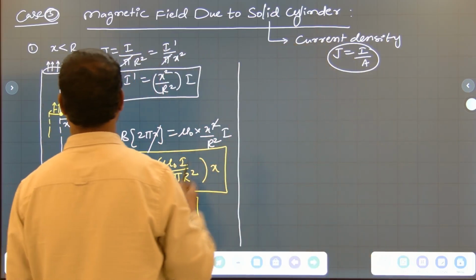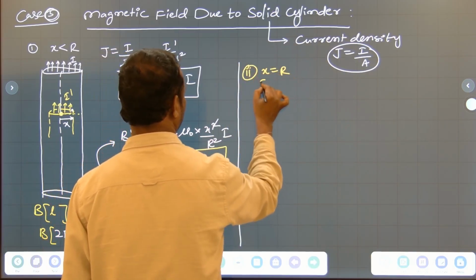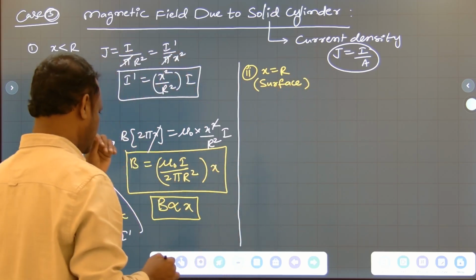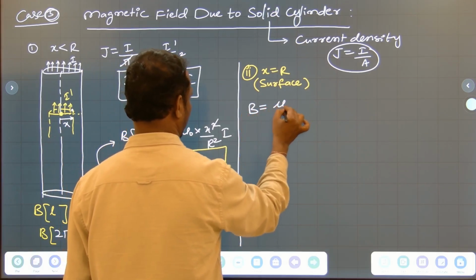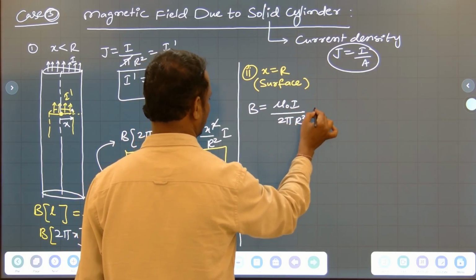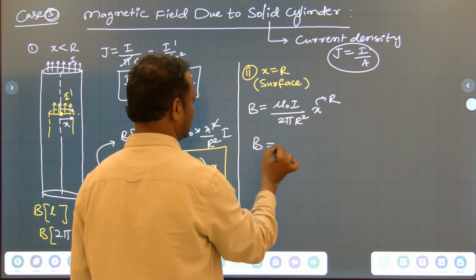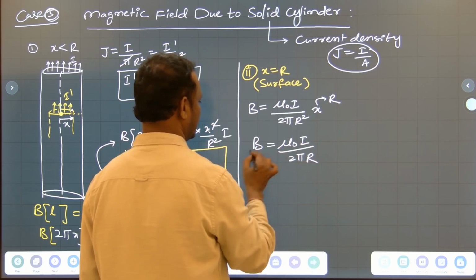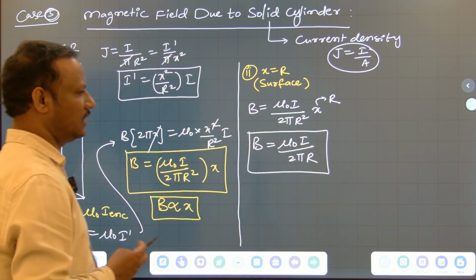For the second case, X is equal to R, which means on the surface. Then B is equal to mu naught I by 2 pi R square into X, where X is R. R cancels, so B is equal to mu naught I by 2 pi R, which is the maximum field on the surface.